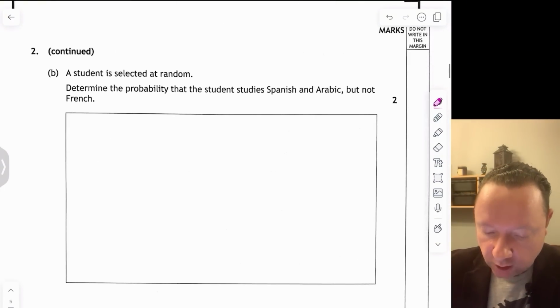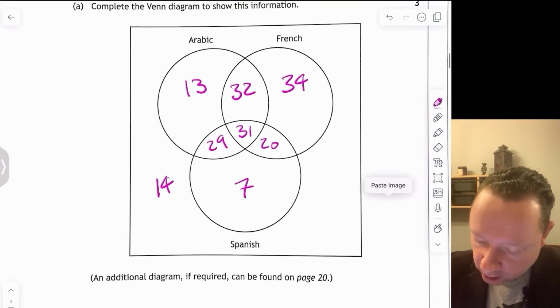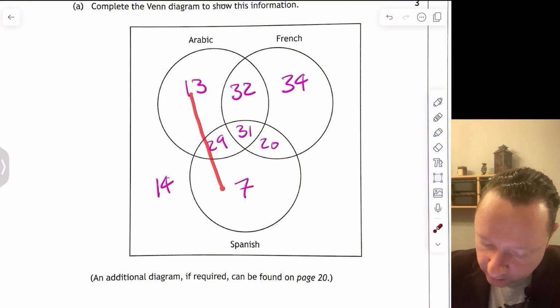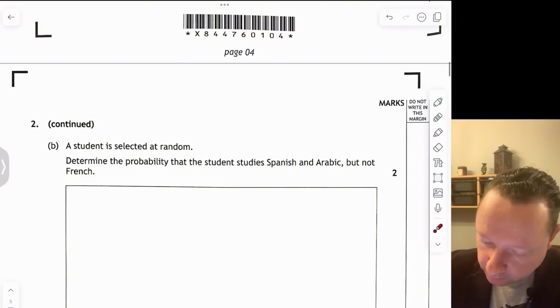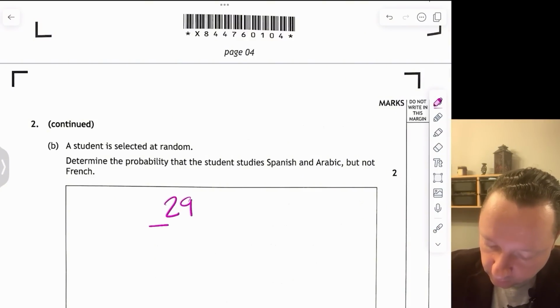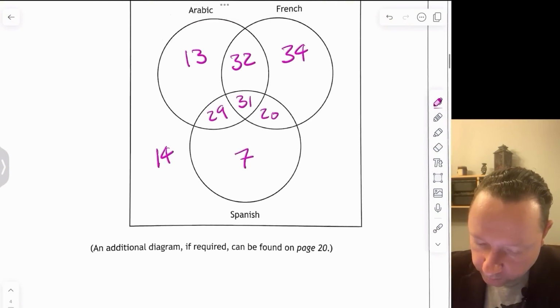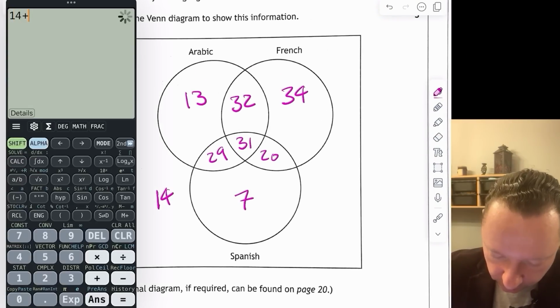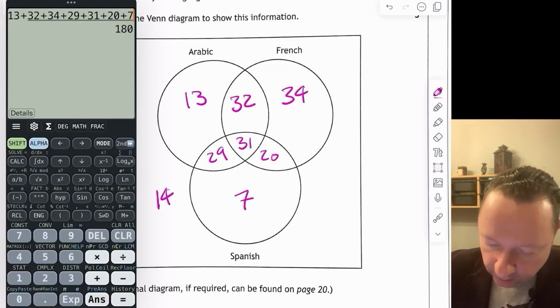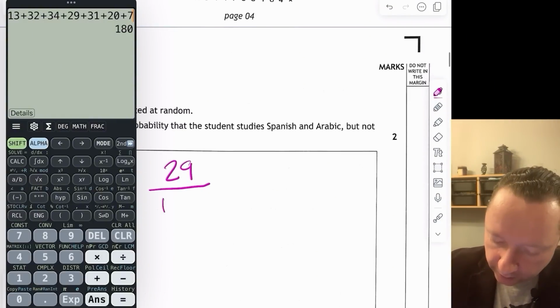Part B says a student is selected at random, determine the probability they study Spanish and Arabic but not French. So Spanish and Arabic, we're looking for that intersection again. Spanish and Arabic, 29. So it's 29 out of the total. 14 plus 13 plus 32 plus 34 plus 29 plus 31 plus 20 plus 7 is 180. So it's 29 out of the total, 180.